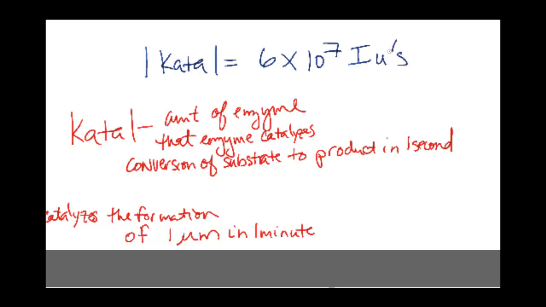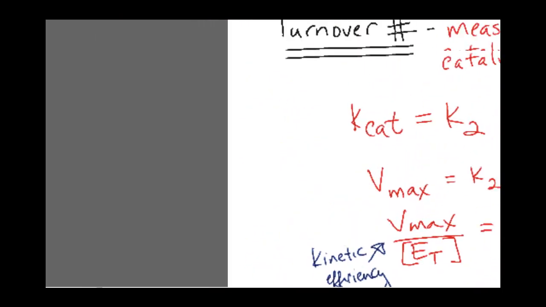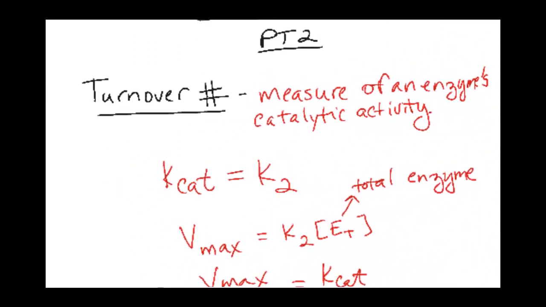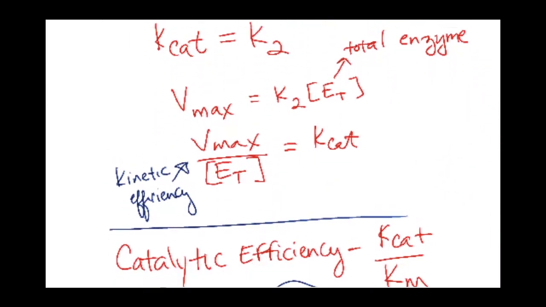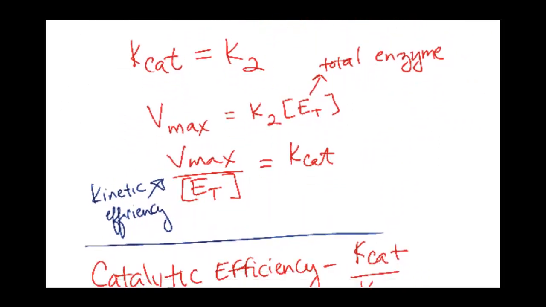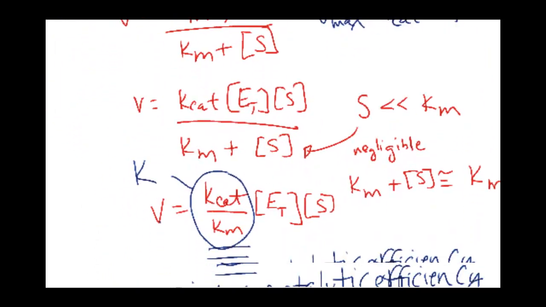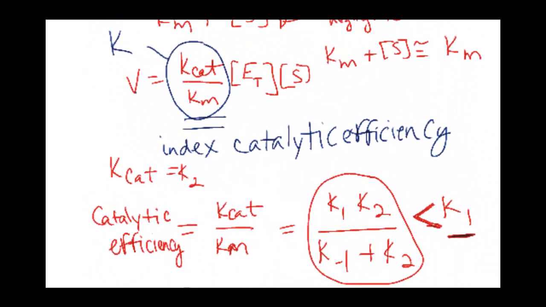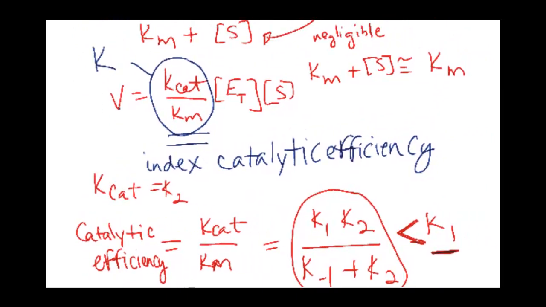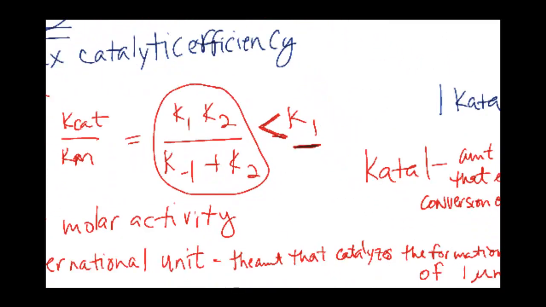Alright, so that's a brief rundown on the concepts of turnover number, a measure of catalytic activity, basically K2, and then the ratio of kcat to Km being the catalytic efficiency. Make sure you know how to calculate both and what they stand for. Hope this has clarified things, and make sure you check out the example videos for some calculations dealing with these.